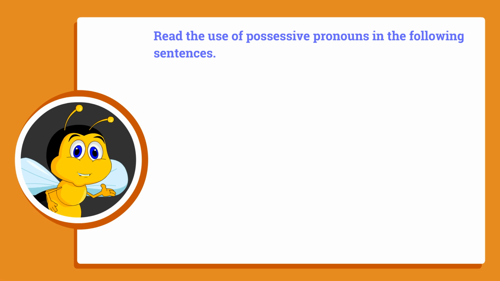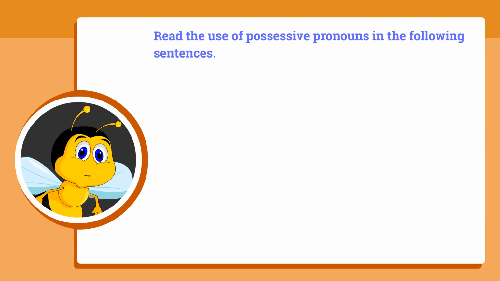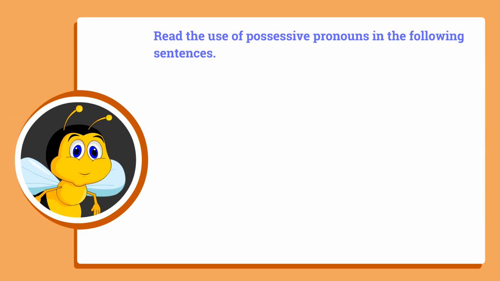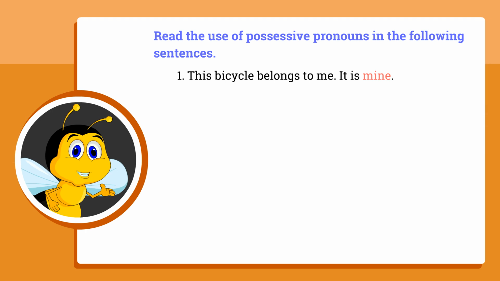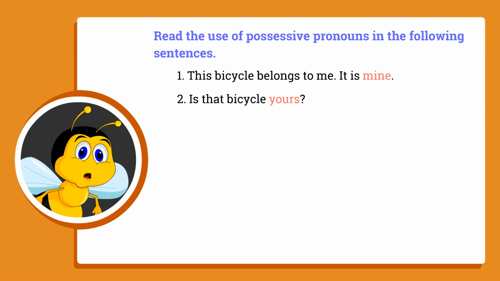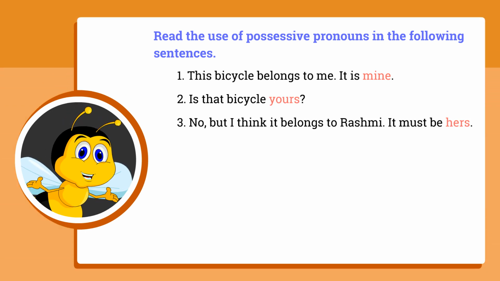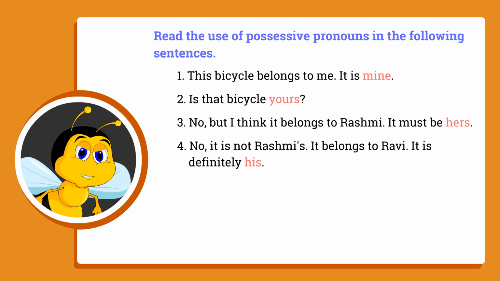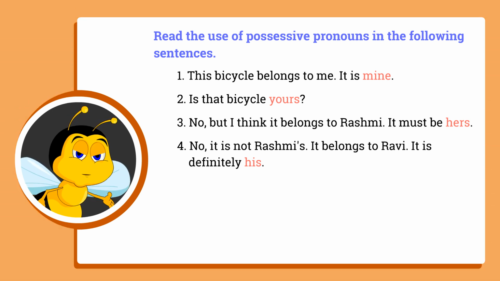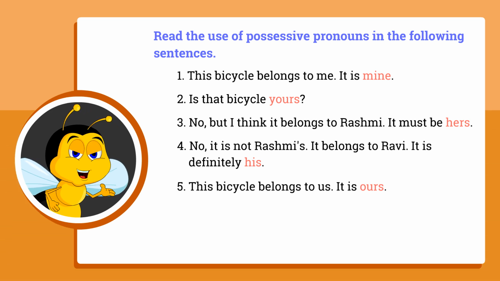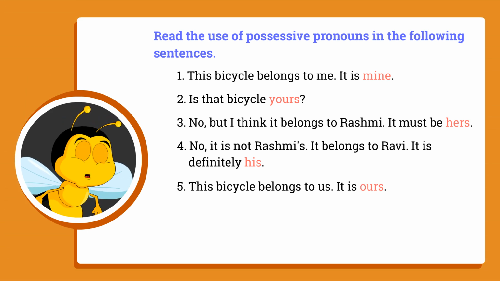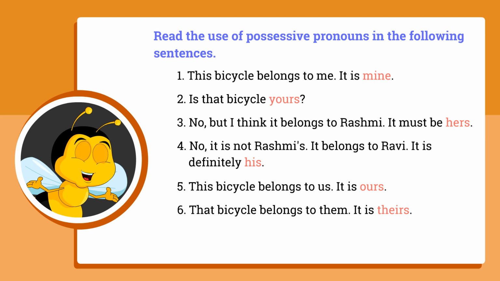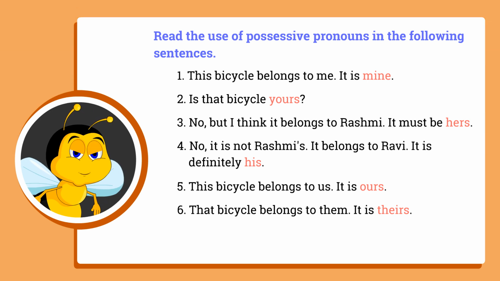Read the use of possessive pronouns in the following sentences. This bicycle belongs to me. It is mine. Is that bicycle yours? No, but I think it belongs to Rashmi. It must be hers. No, it is not Rashmi's. It belongs to Ravi. It is definitely his. This bicycle belongs to us. It is ours. That bicycle belongs to them. It is theirs.